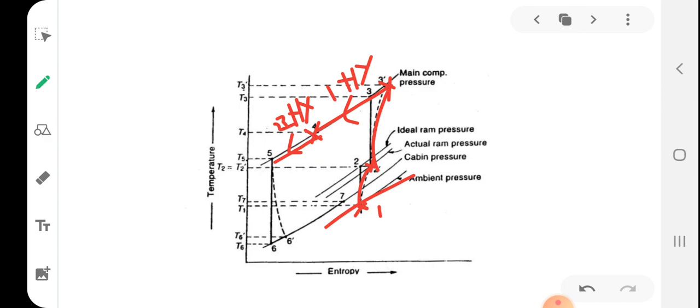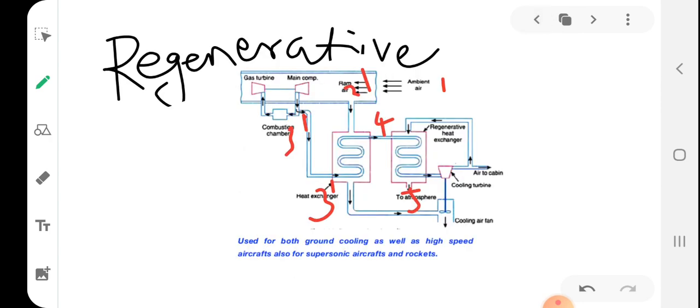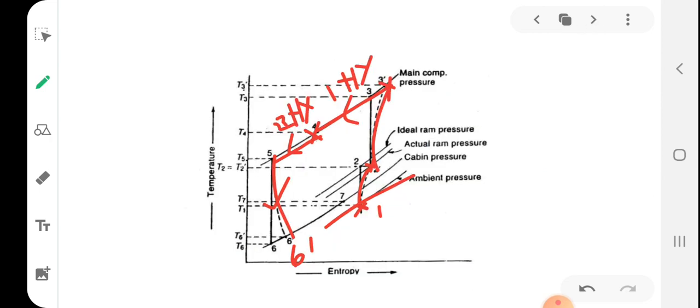From 5 to 6 dash, what happened? Expansion in the cooling turbine takes place, right? From 6 dash to 7, you have constant pressure heat addition in the cabin. So the pressure at 6 dash is the same as that of the cabin pressure. From 6 dash to 7, the absorption of heat, extraction of heat from the cabin takes place.